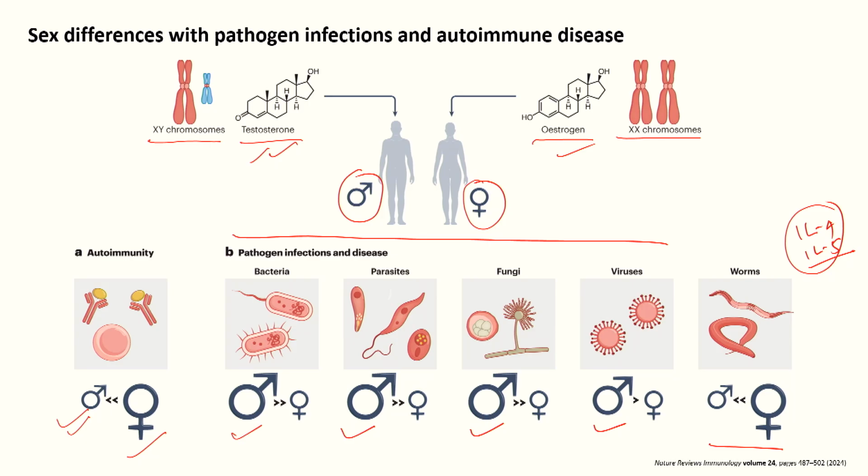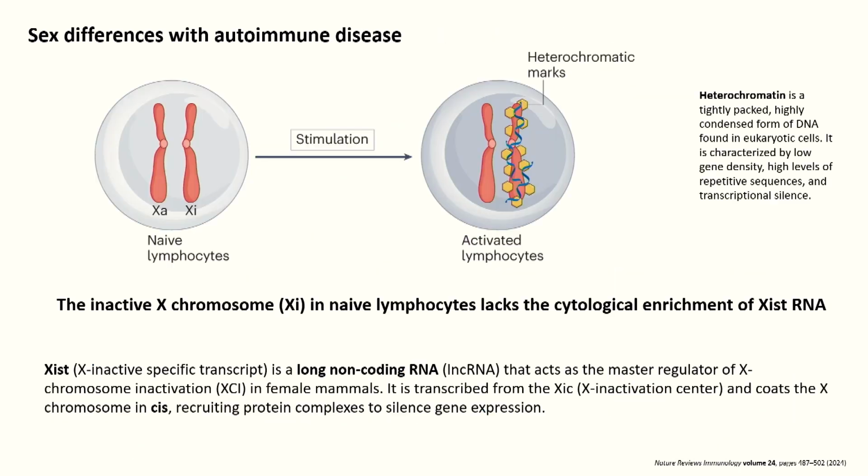Let's try to see why it is so in terms of our understanding till date. In terms of autoimmune diseases, we just now discussed that females are most susceptible. Why is it like that? In females we have two X chromosomes, one is called active, the other is called inactive. The inactive form of the X chromosome is called Xi, and the naive lymphocyte lacks the cytological enrichment of the XIST RNA.